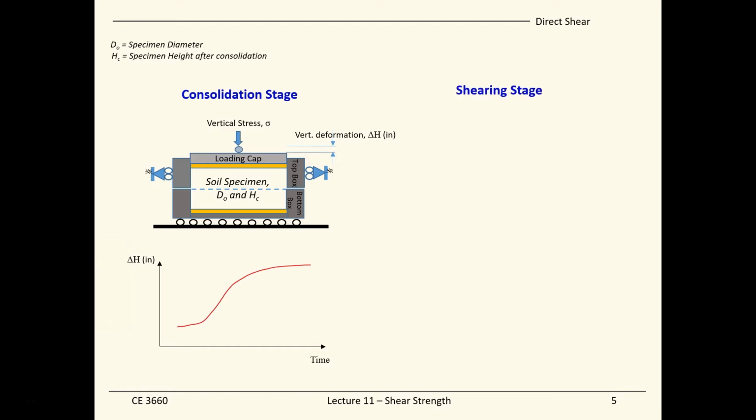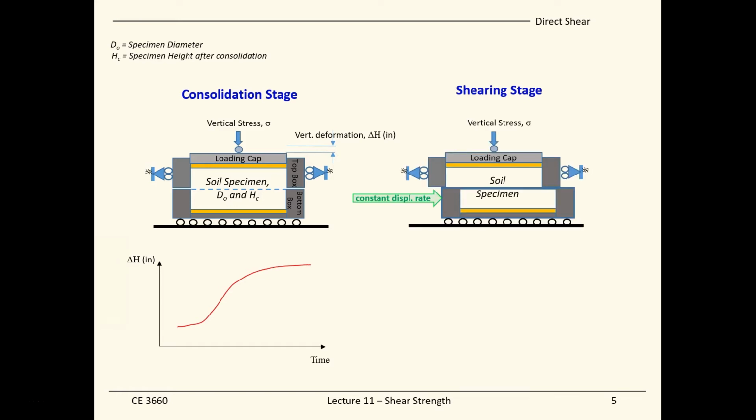After the consolidation stage, which means the excess water has been expelled at the end of primary consolidation, we can go on to the shearing stage, in which we apply a constant displacement rate on either the top or the bottom of the box. In this case the top box is fixed horizontally. It is allowed to move vertically for the consolidation, but during the shearing stage it is fixed in the horizontal direction.